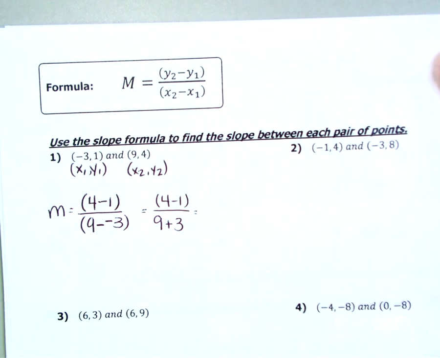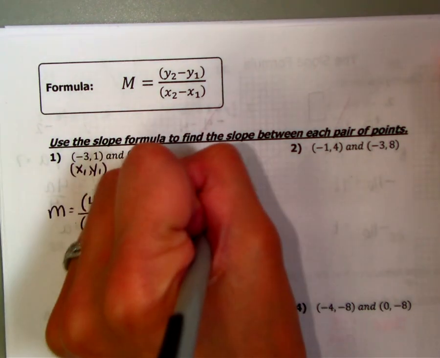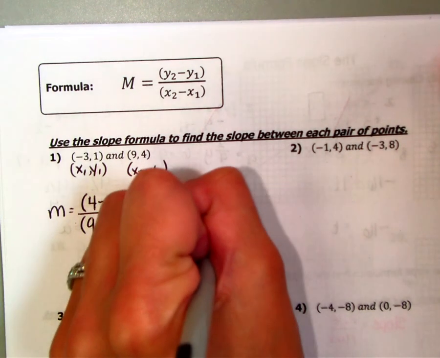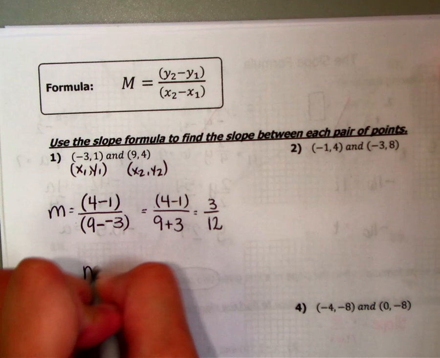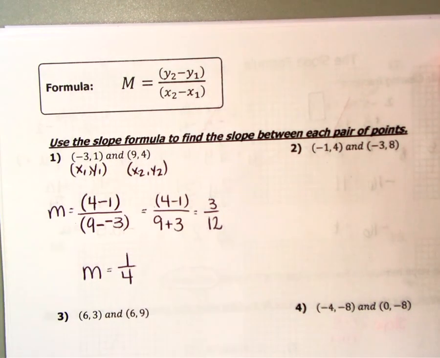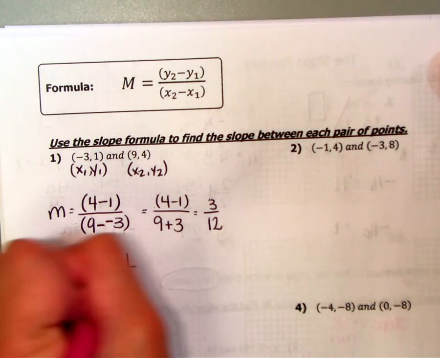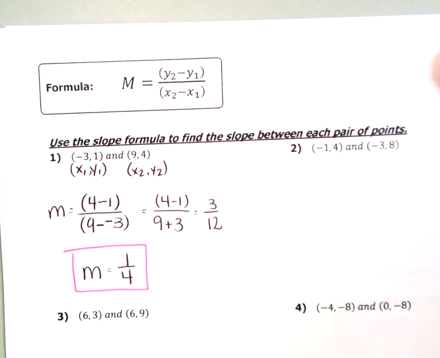All right, what is 4 minus 1? 3. What is 9 plus 3? 12. What is 3 over 12? Does that reduce? 1 to 3. Yeah, 1/4. And my final answer, m equals 1/4.